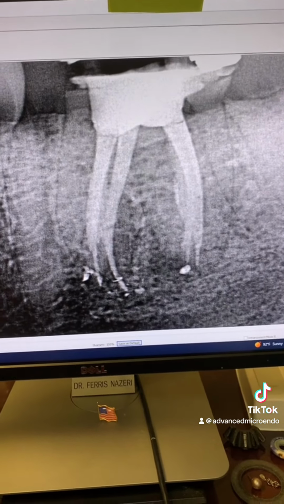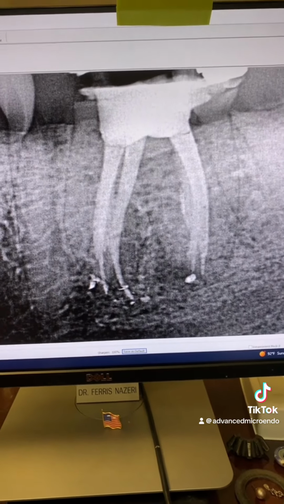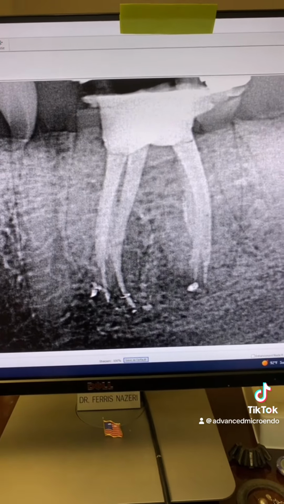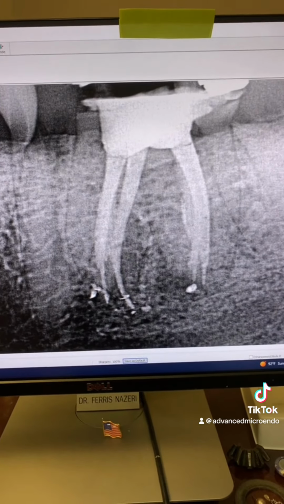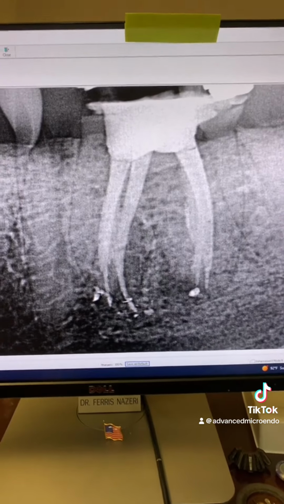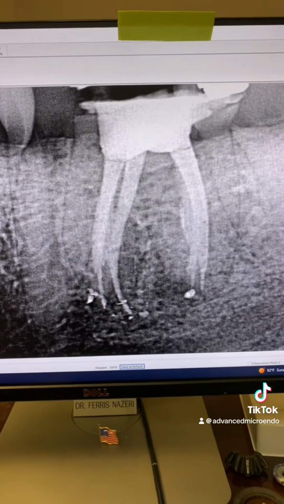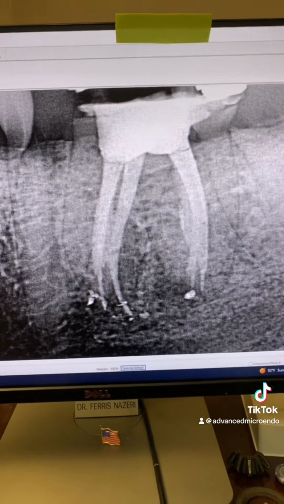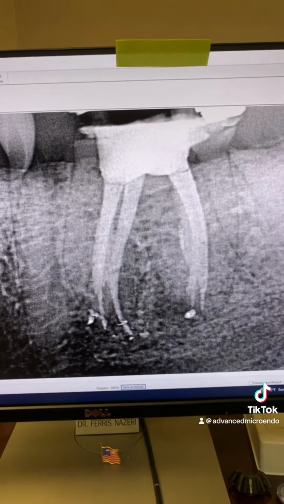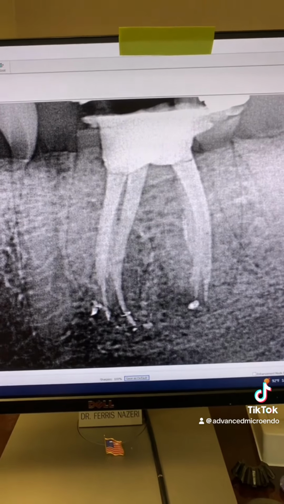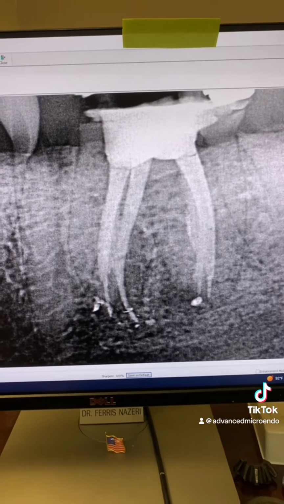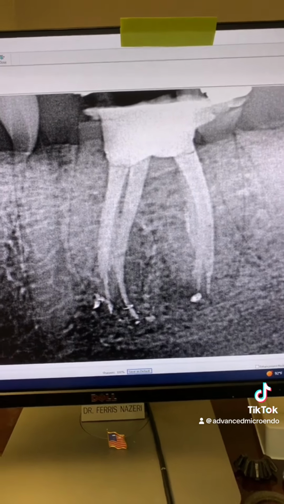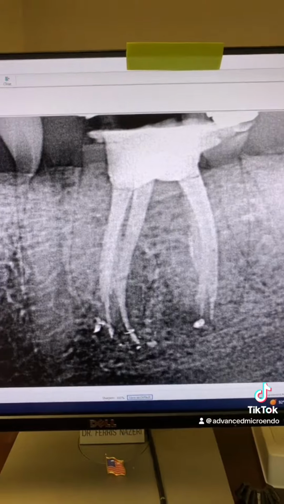We used full strength, 6% sodium hypochlorite throughout the procedure, sonically activated the 6% sodium hypochlorite, and used AH Plus sealer and warm vertical obturation technique to obturate all 4 canals, and went ahead and temporized the tooth and referred the patient back to her dentist for the permanent buildup. Actually, the patient said she has an appointment with her dentist today for this, which is great. But this is how it's done.